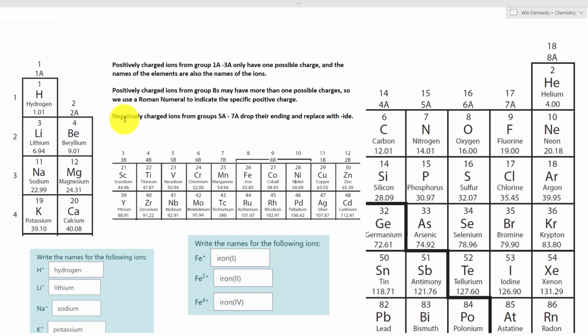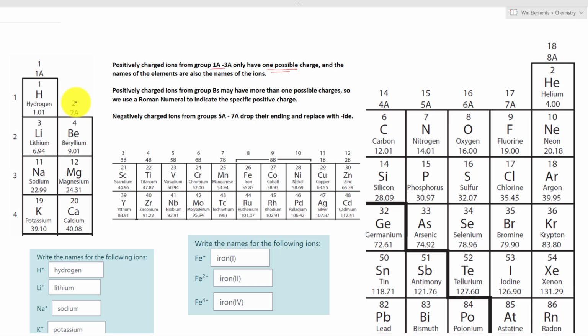First things first, let's look at positively charged ions. There are two types of positively charged ions. One's coming from group A's, the other one's coming from group B's. So first, positively charged ions from group A's, 1A through 3A, only have one possible charge. That is, they lose a specific number of electrons based on that specific group. For example, group 1A would lose 1 valence electron, group 2A would lose 2, and group 3A would lose a total of 3 to form a stable ion.